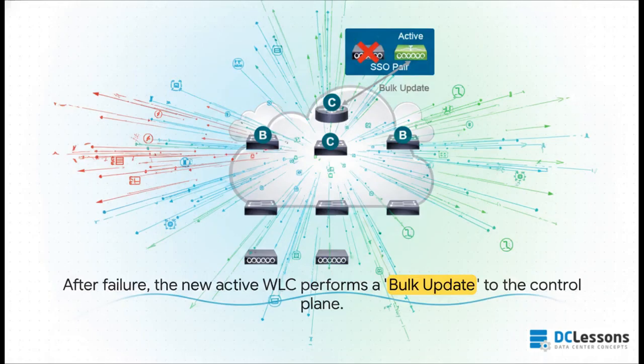And here's the failover in action. Let's say the active WLC goes offline. Instantly, the standby unit flips to become the new active controller. The very first thing it does is perform what's called a bulk update to the control plane. It's basically announcing to the whole network, hey, I'm in charge now, and here's a full list of all the clients I'm handling. This whole process is incredibly fast. For the APs and the clients, it's completely seamless. No dropped connections, no re-authenticating, it just keeps on working.